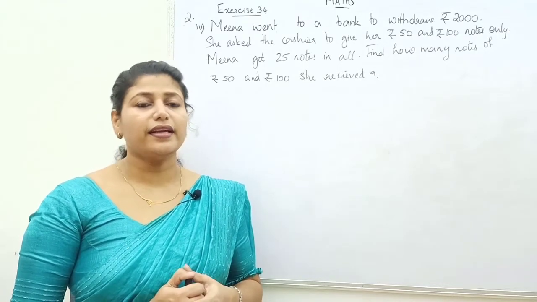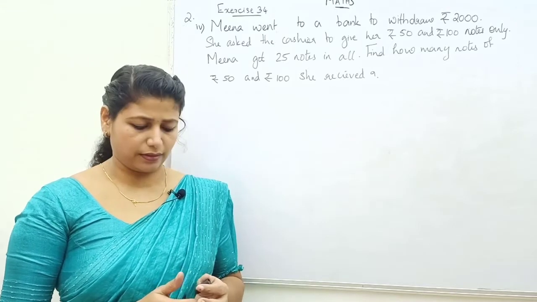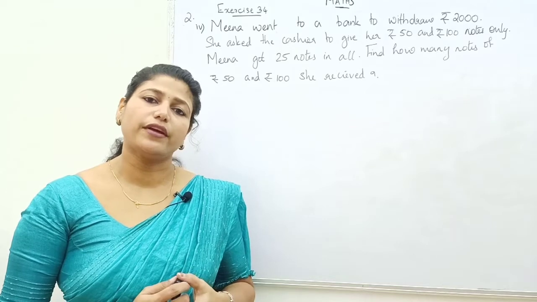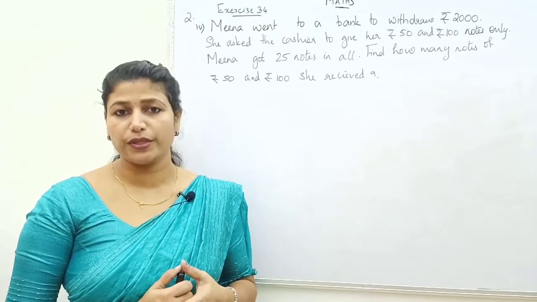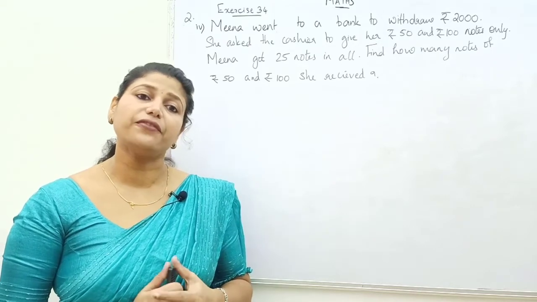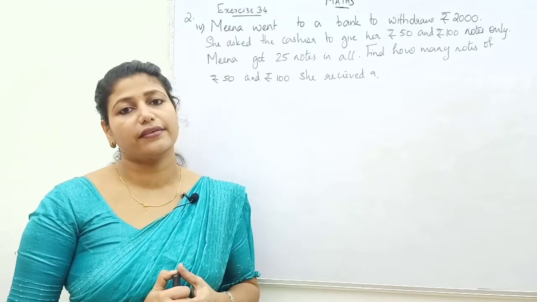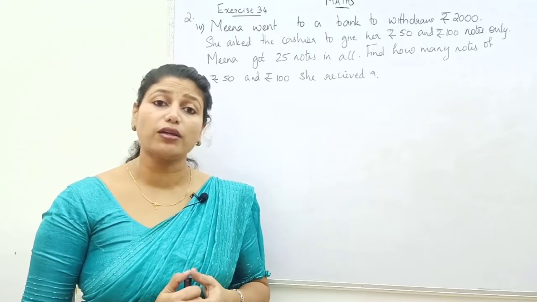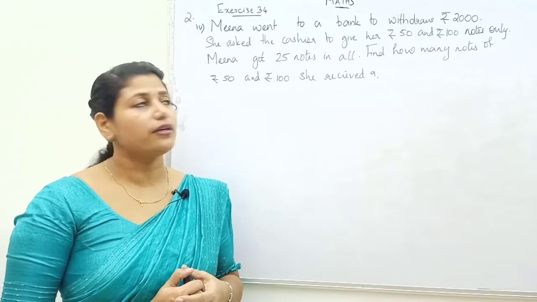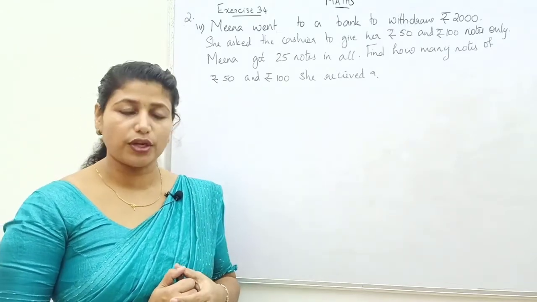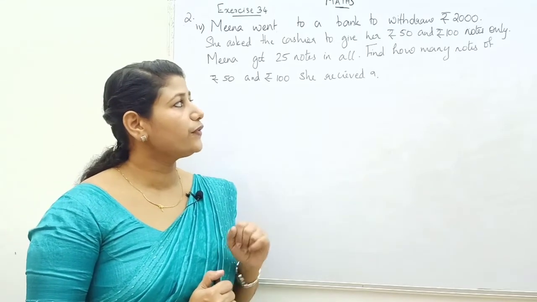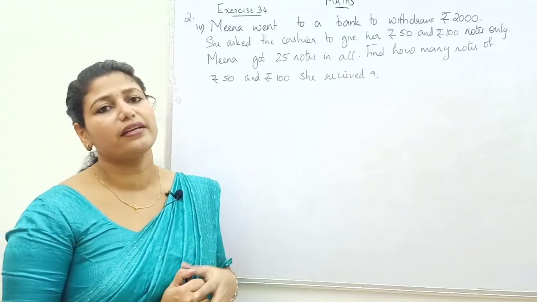Fourth question. In this conversation in a bank, a person and a cashier are there. So Meena is the person. She went to the bank and she wants to withdraw rupees 2000. And she said to the cashier that she needs only 50s and 100 rupee notes. She needs all the notes in 50s and 100s. And the cashier gave her a total of 25 notes. Together 50s and 100s, she got 25 notes. We want to find out how many 50s and how many 100s she got.